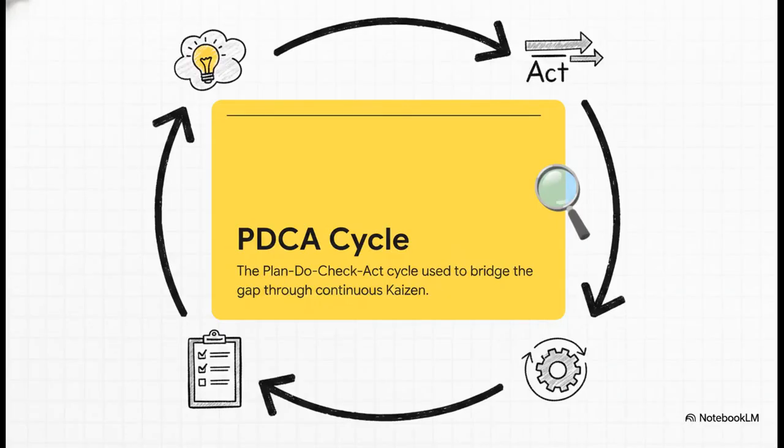And the tactical engine that drives that yearly plan? That is the PDCA cycle. Plan, do, check, act. You're going to use this cycle to iteratively roll out your changes. You plan the specific change, you do it in a controlled setting, you check the results against your baseline, and then you act, either standardizing the new process because it worked or tweaking it because it didn't. Plan, do, check, act. It's the absolute heartbeat of continuous improvement, or as we call it in lean methodology, Kaizen.